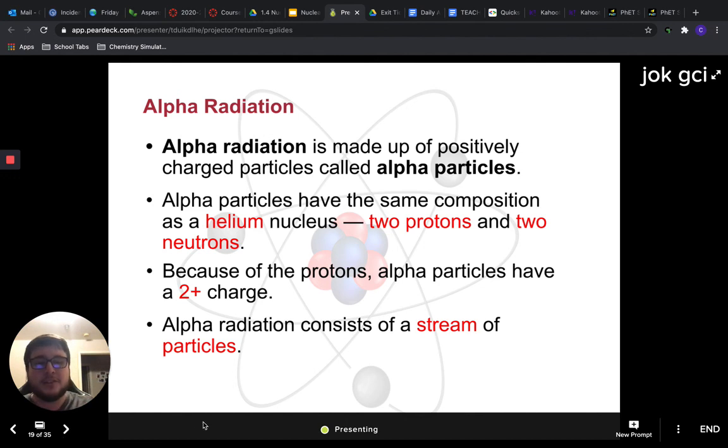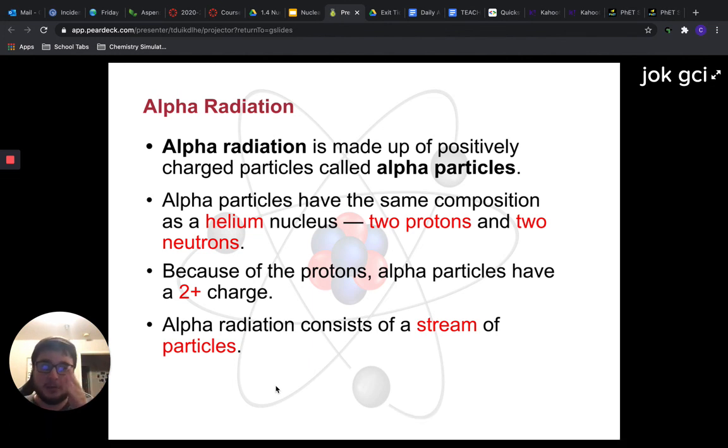Alpha radiation consists of a stream of particles. So it's not just going to be a singular alpha particle. It's going to be a stream of particles being emitted and traveling in a certain direction.